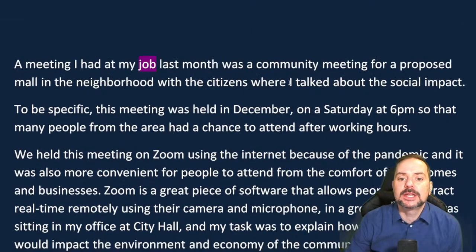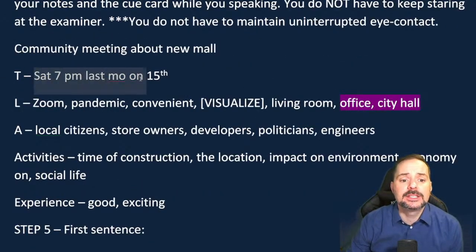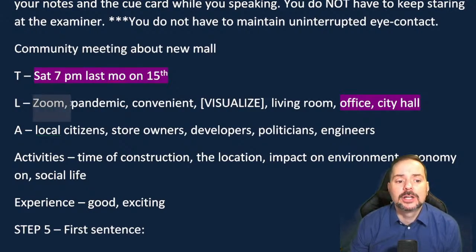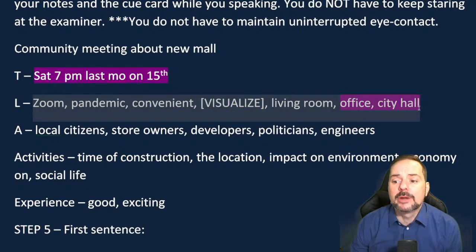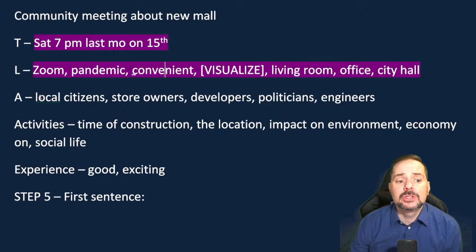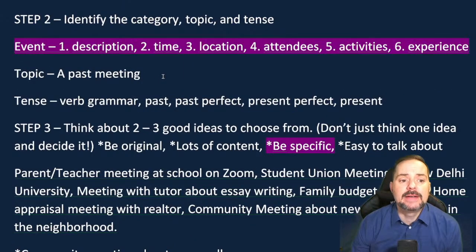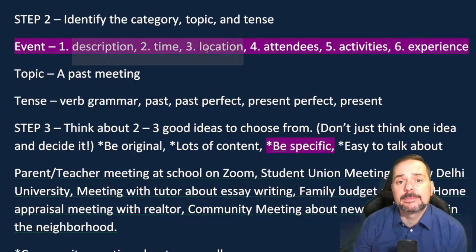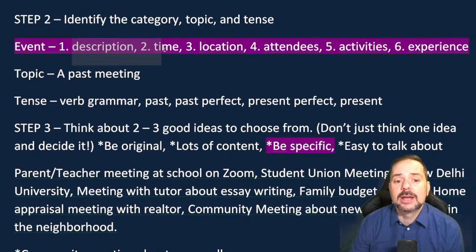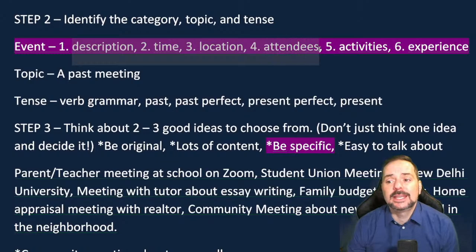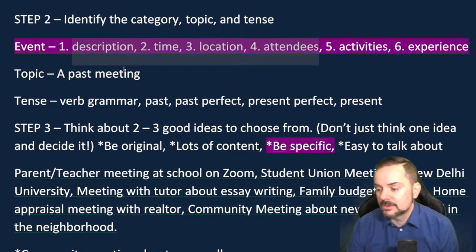Here I'm focusing on the ideas, specifically the ideas in my notes. So I talked about the time, and even if the time is a little bit different in my notes than what I say, that's totally fine. I just want to make sure that I cover it. I talked about that it's a Zoom, about where people are, including myself, so that's good. I haven't really talked about the attendees yet. Remember we have that very important point, and I remember these because I practiced these before my IELTS exam. I have to describe the time, location, the attendees, activities, and experience.